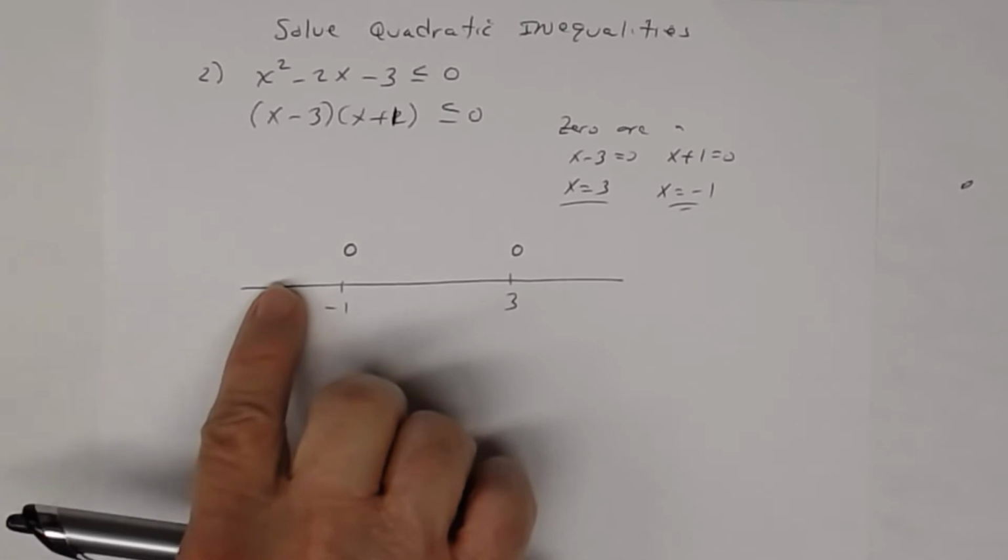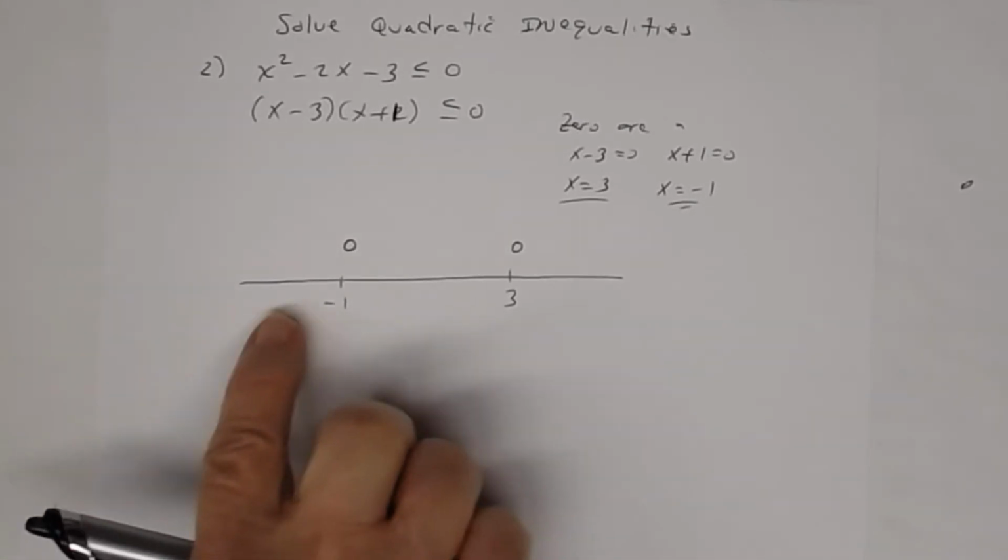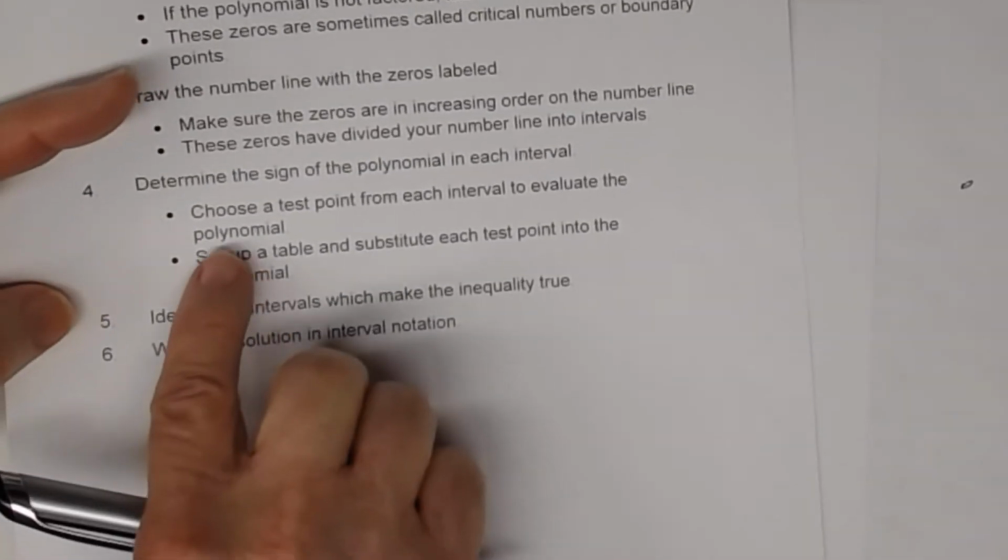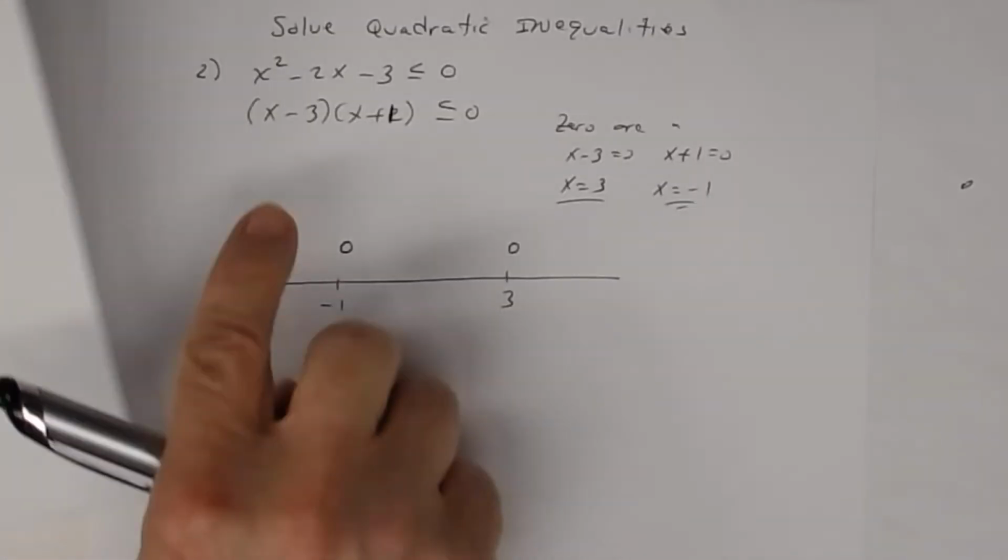Okay, now what we have to do, remember, is choose test points to determine the sign of this polynomial.